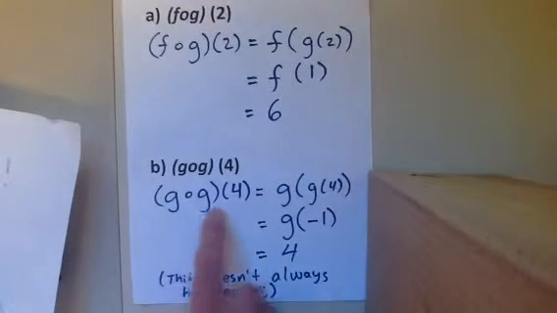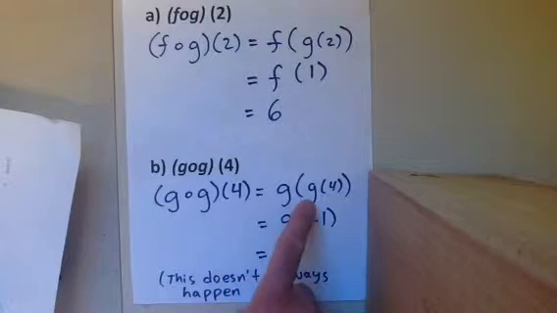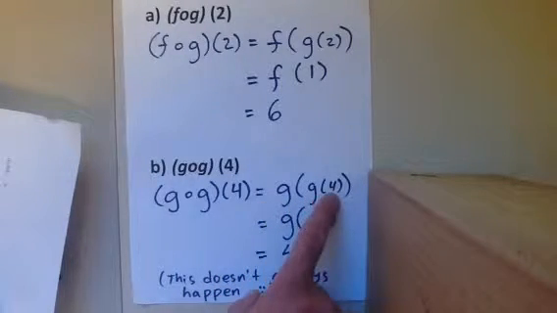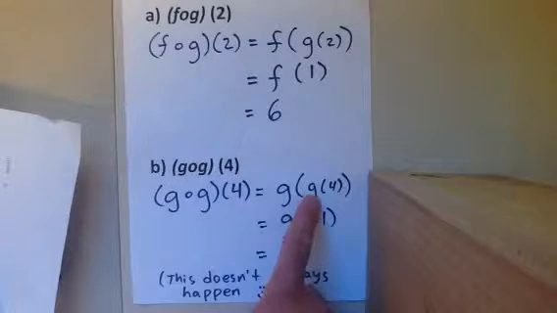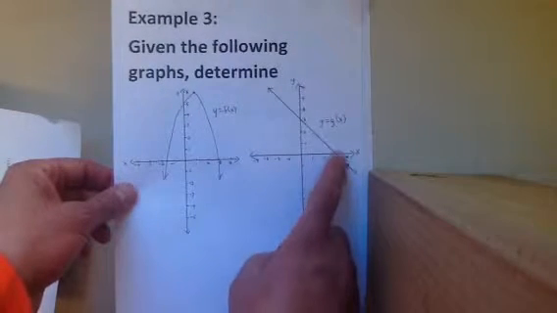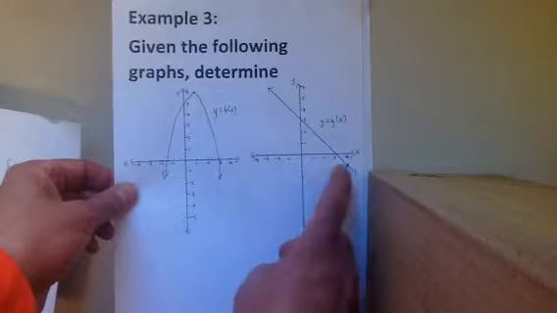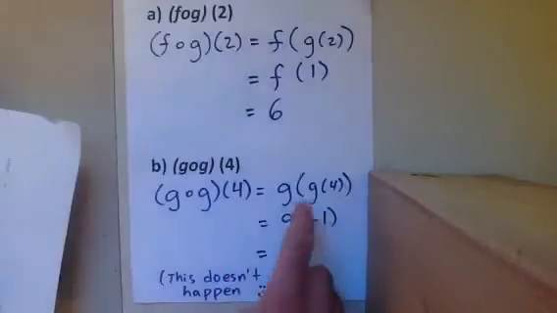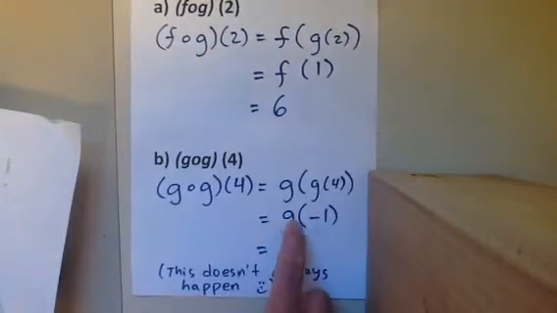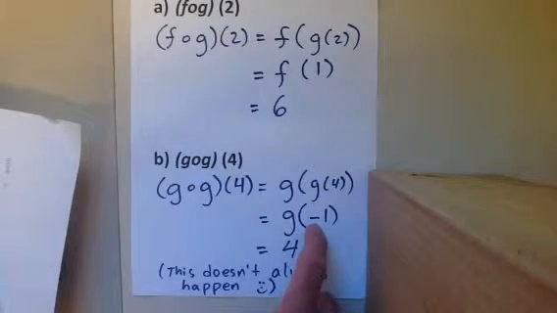Well, g of g of 4 is the same as g of g of 4. What's g at 4? g at 4 is the value that you get for y on the graph of g at x when x is 4. So we go to the graph of g at x, we let x be 4, and we see that the y value that we get is negative 1. So instead of g of 4, we have negative 1 as the input. But we still have to take g at negative 1.